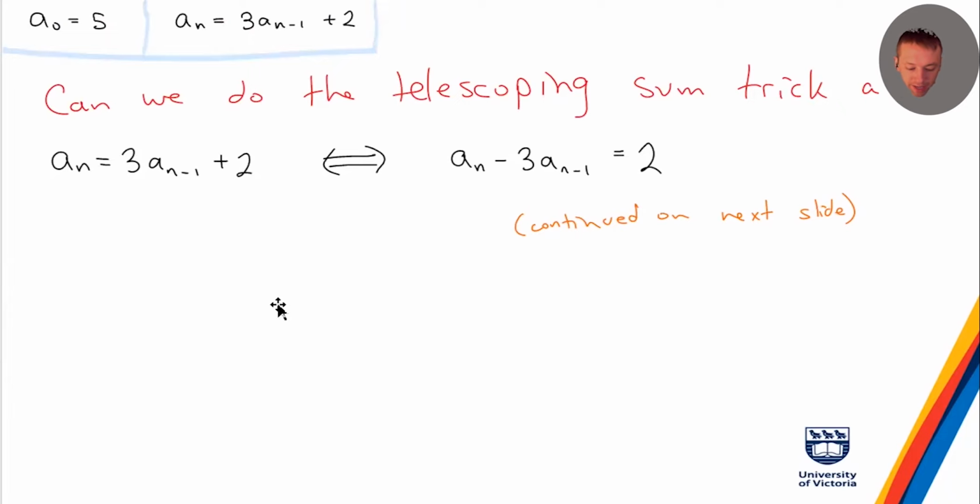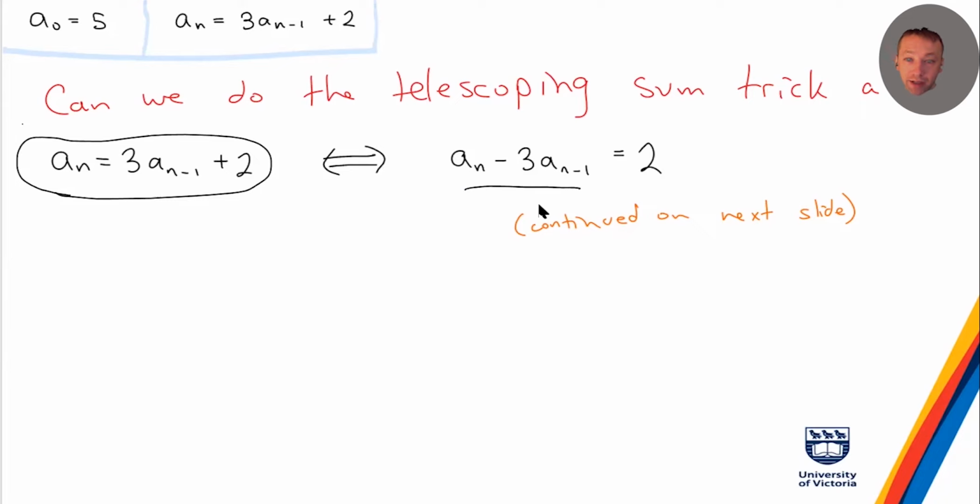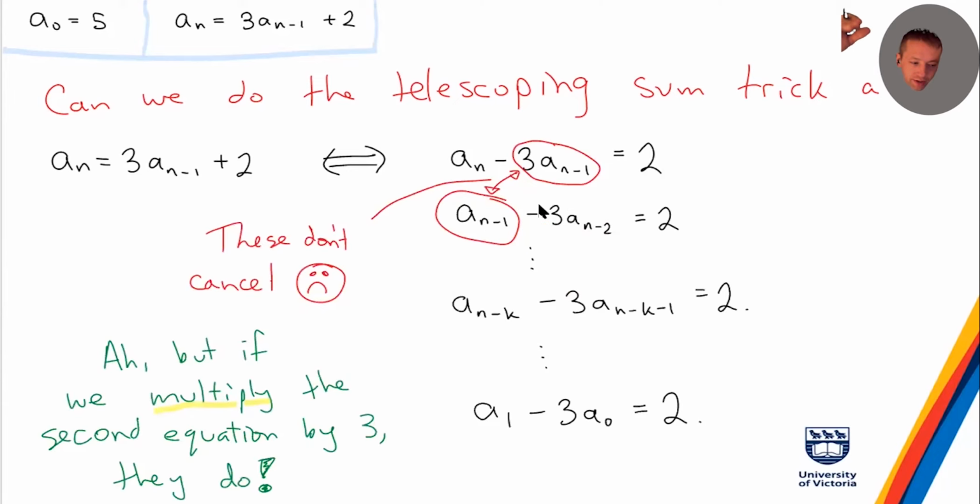So let's try to repeat the steps we took last time. What did we do last time? We started with our recurrence relation. We subtracted to put the n minus 1 thing on the same side as the an thing, right? So we have an minus 3 times an minus 1 equals 2. And then what we did was we wrote down the same thing over and over, for an minus 1, an minus 2, an minus 3, down to a1.